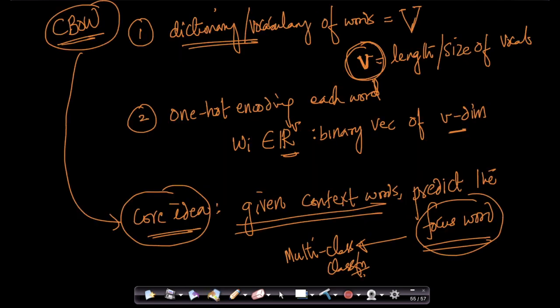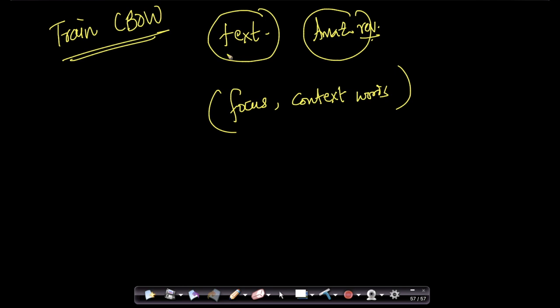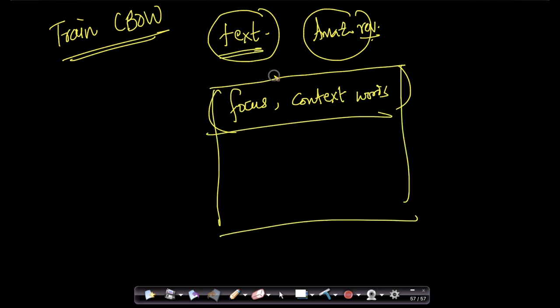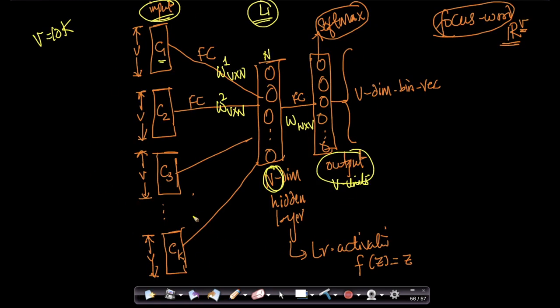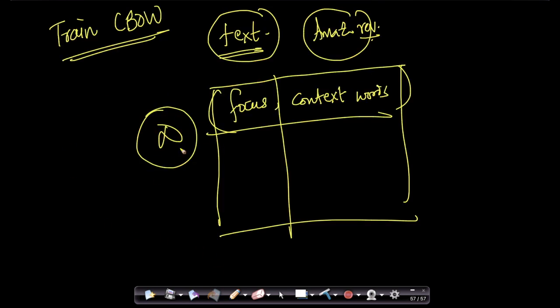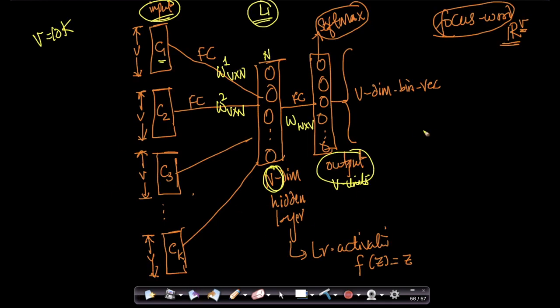So given a repository of text, I create a data set of focus words and context words. I create this data set and I train this neural network, my CBOW neural network. This is a very, very simple neural network if you think about it. I can train this neural network using this data set. And at the end of the training, what do I have? I have all of these weights.